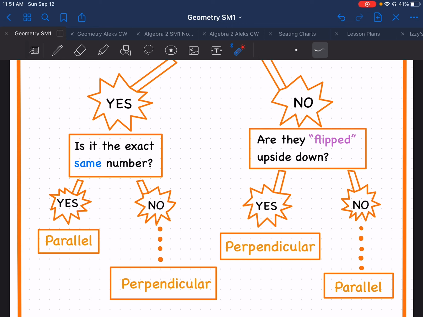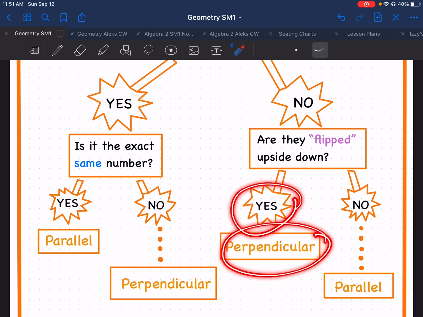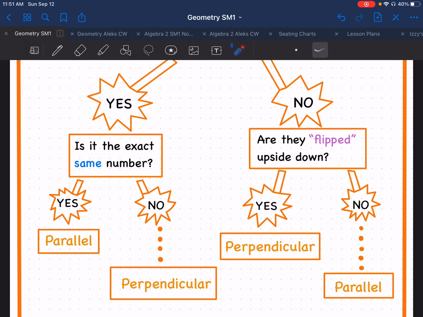Maybe they weren't the same sign. Okay, so I'm going to go check the perpendicular. All right, if I say no, they are not the same. Are they flipped upside down? Do we have something like, say, 2/3 and 3/2? Those would be flipped, right? The bottom becomes the top, the top became the bottom. Yes, then they're probably perpendicular because they would have different signs.